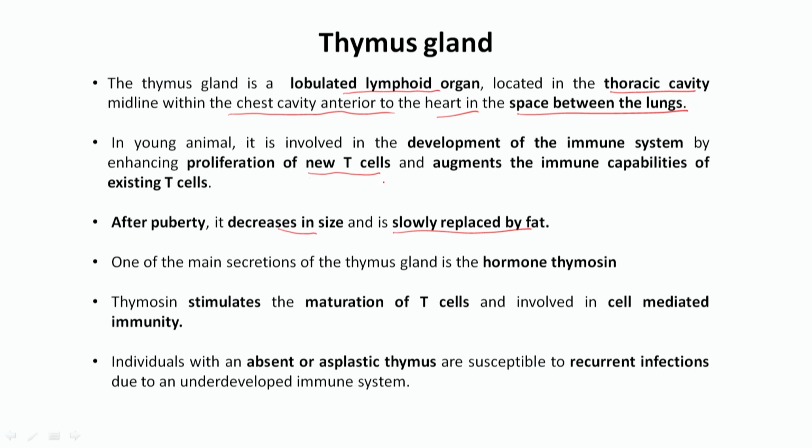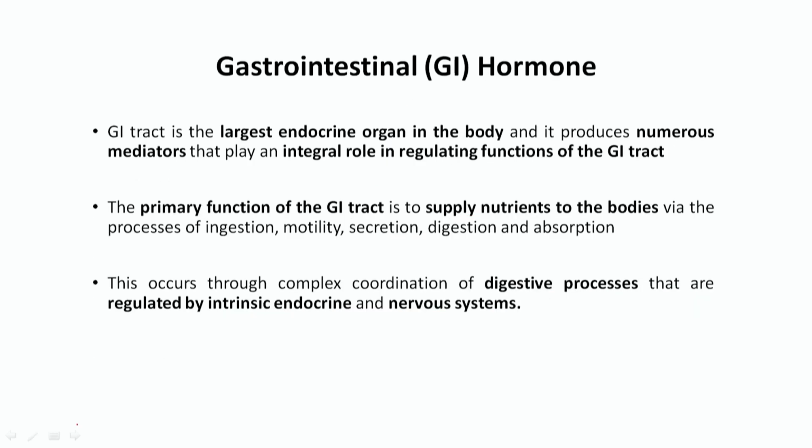And what hormone does this thymus gland secrete? This thymus gland secretes a very important hormone called thymosin, and this thymosin will stimulate the maturation of T cells and is involved in cell mediated immunity. So if some individual has an absent or aplastic thymus, they are susceptible to recurrent infection because of the underdeveloped thymus gland. If the thymus gland is not there, they will be very susceptible to infections.